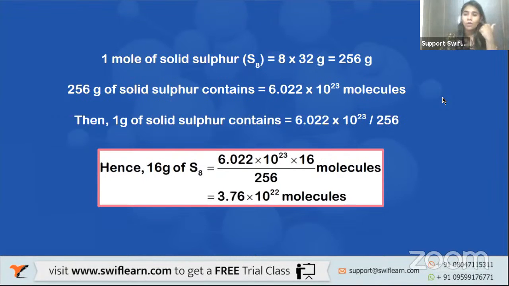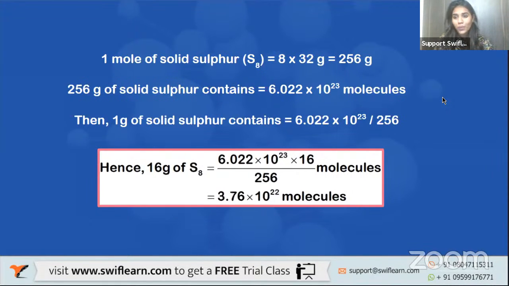So first you find out 1 mole of sulfur. Now 1 mole of sulfur, that is S8. The formula is already given in the question. What will one mole have, how many grams? It is 8 into 32. From where did we get 32? It is the mass of sulfur. Okay, sulfur mass is 32. So 8 atoms of sulfur would have 8 into 32, which is 256 gram. Now 256 gram of solid sulfur contains how many molecules?